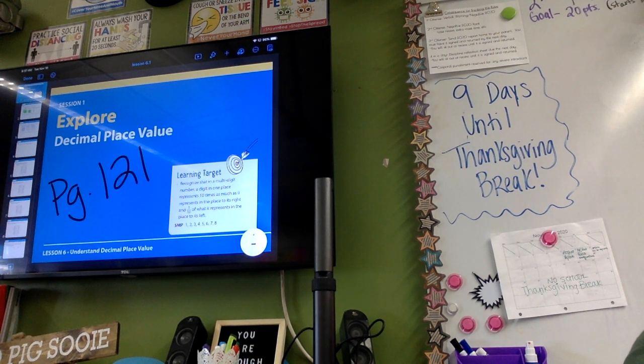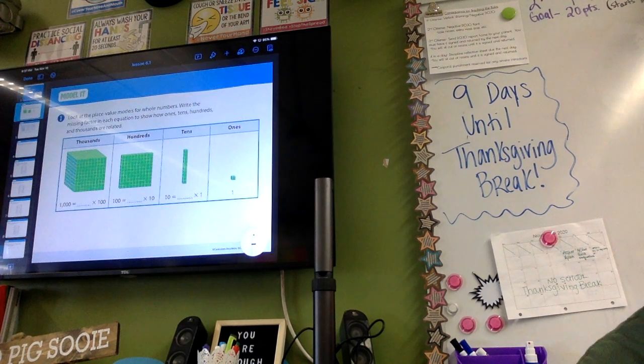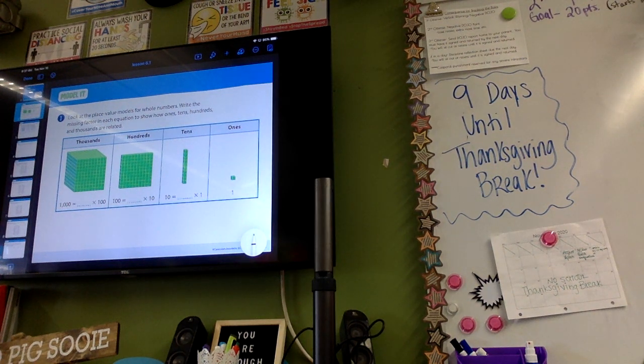That is right. But what is the actual decimal numbers? What is that? Hundredths, tenths, thousandths. It's actually part of a whole. Okay, it's not a whole number, because it's on the right side of the decimal. So a decimal is a piece of something. So we're going to go ahead and start on page 121.